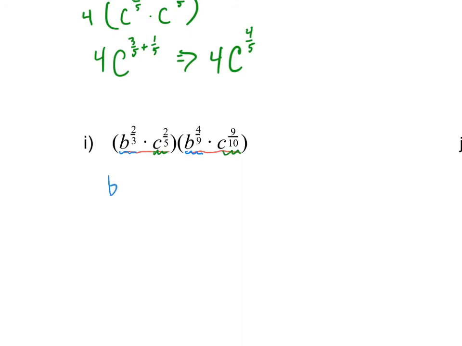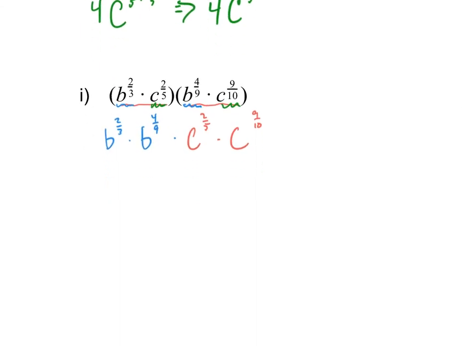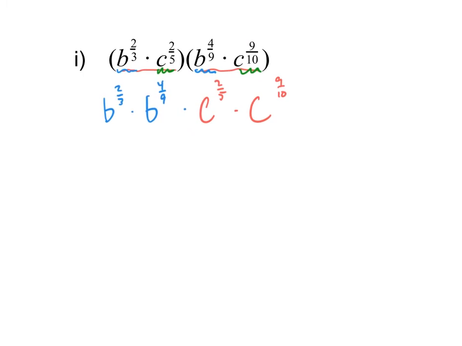So I have B to the 2/3 times B to the 4/9 times C to the 2/5 times C to the 9/10, like bases, adding my exponents. It's a fraction, but we can make it. So this becomes B to the 2/3 plus 4/9, and this one becomes times C to the 2/5 plus 9/10.